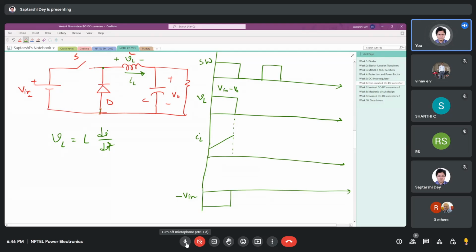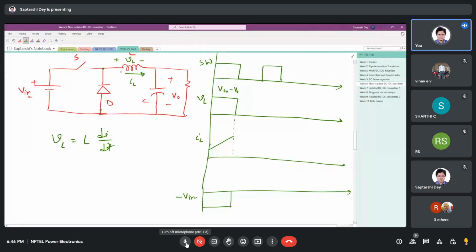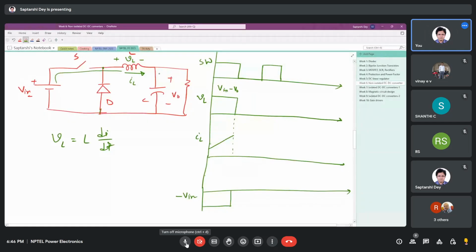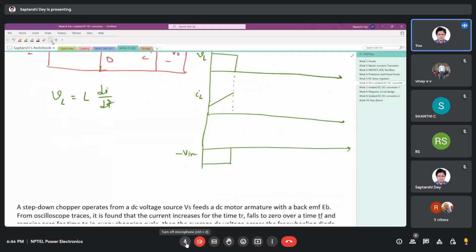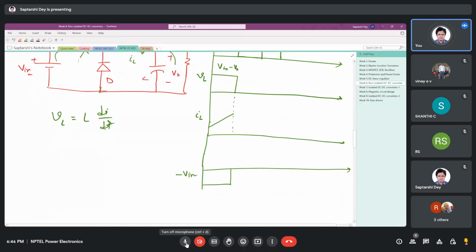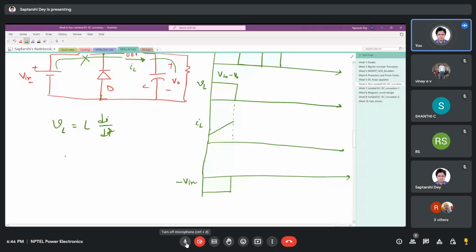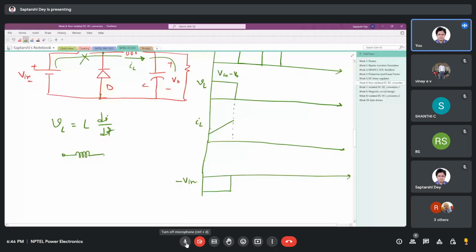Now what happens when we open the switch? See, a current was flowing when the switch was closed. The whole inductor current was flowing like this, and then I open the switch. When I open the switch, the current here instantly gets interrupted, and the circuit now looks like this. This is the inductor, capacitor, this. The diode is here, but not yet conducting.